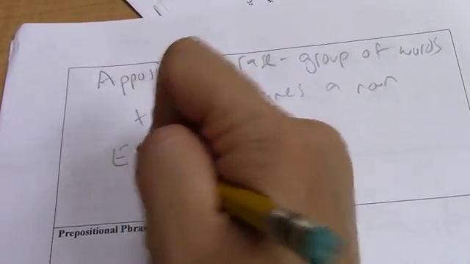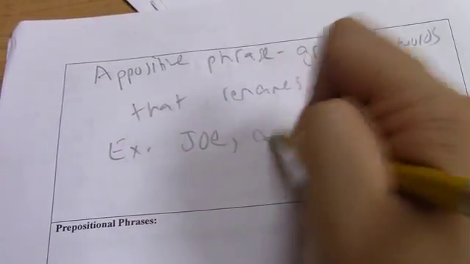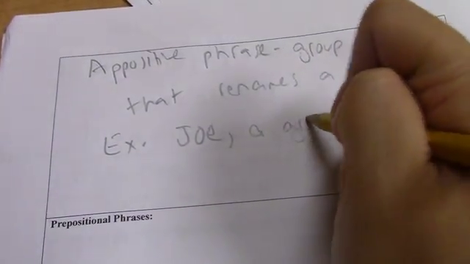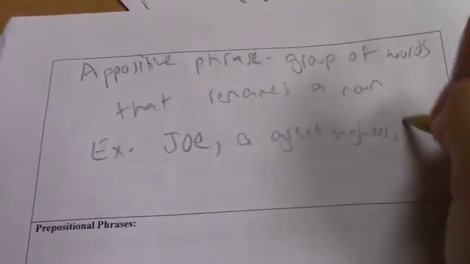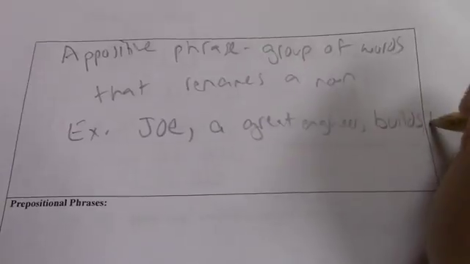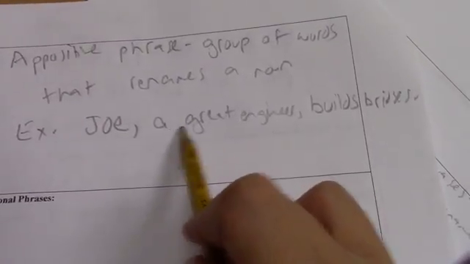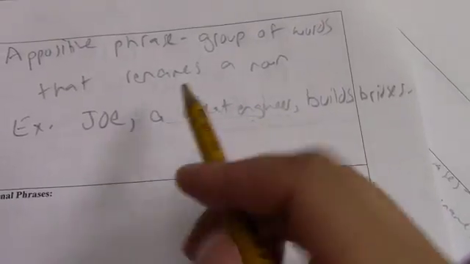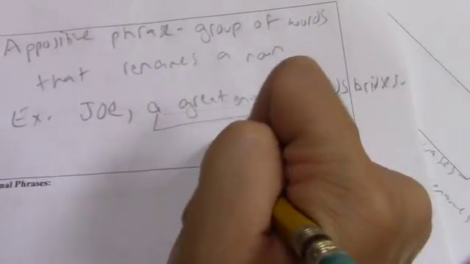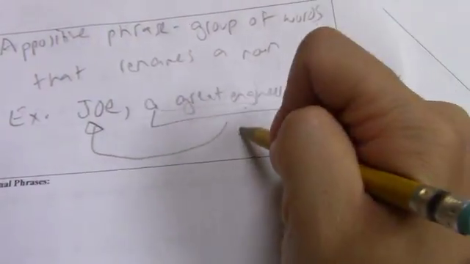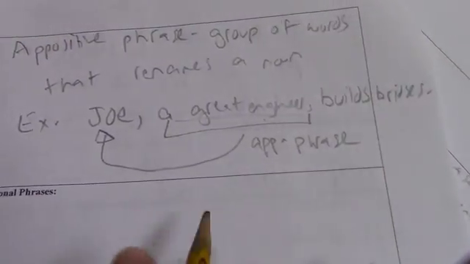So for example, Joe, a great engineer, builds bridges. In this case, a great engineer is a phrase and it's modifying Joe. So this is my appositive phrase and it's modifying Joe. So this is an appositive phrase. All right.